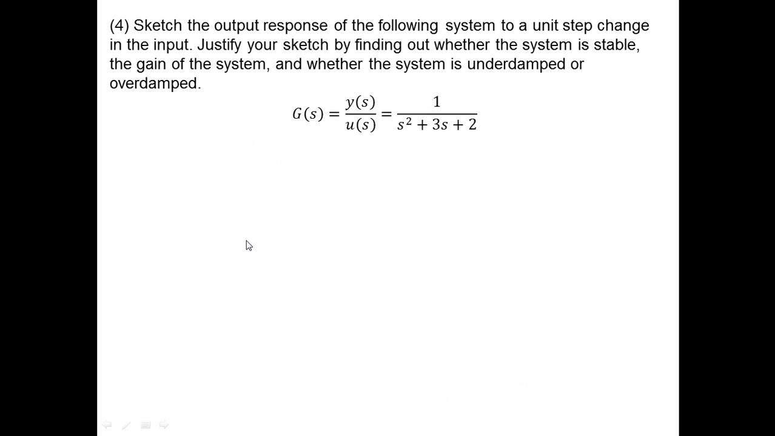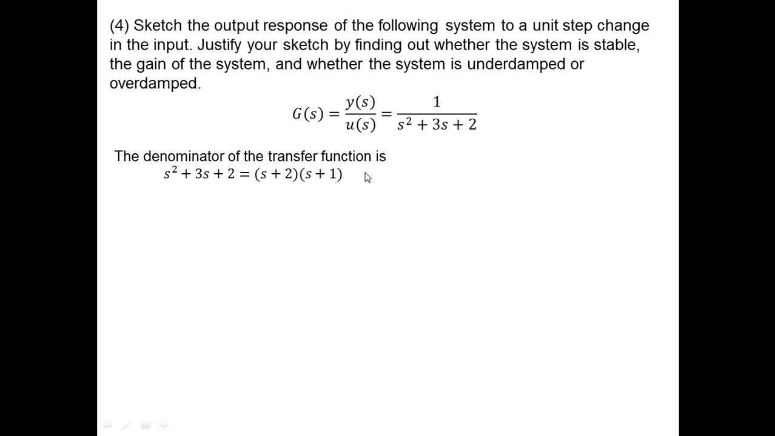In this last question, we are looking for the output response of a given transfer function subject to a unit step change of the input, and we would like to see if the system is stable or not. We would like to find the gain of the system, and we would like to see whether the system is underdamped or overdamped. First, I will look at the stability of this transfer function. In order to see if a system is stable or not, we need to look at the roots, the poles of the characteristic equation.